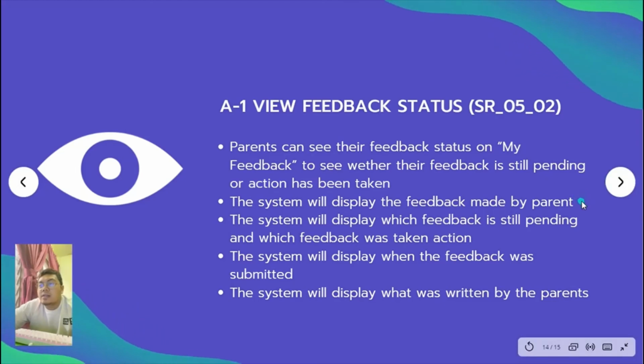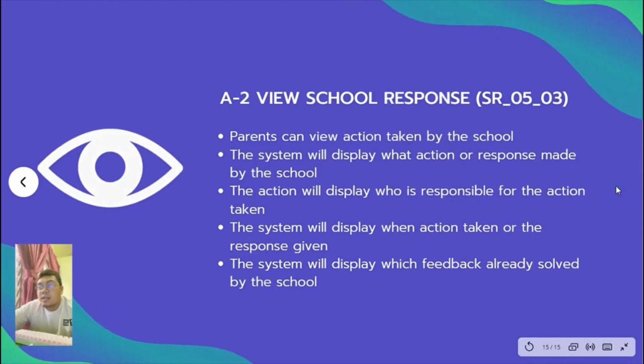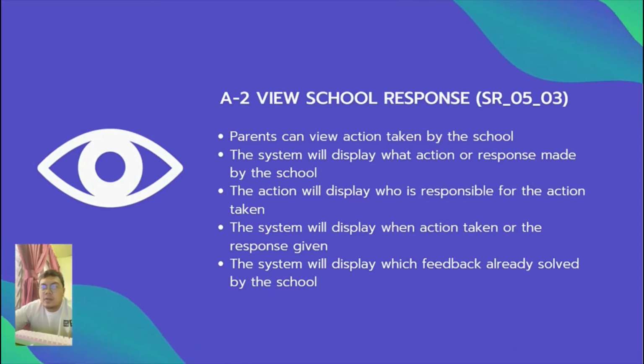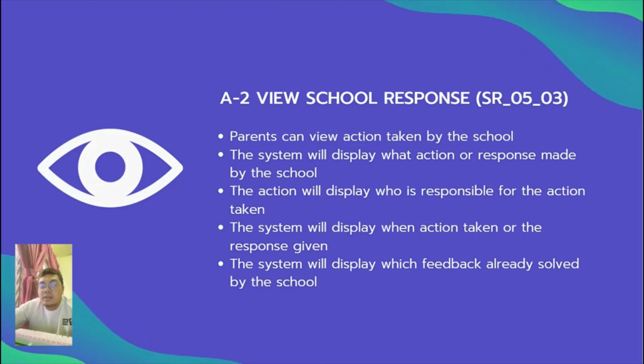The parent can see the action taken by the school. The system will display what action or response was made by the school. And then the action will display who is responsible for the action taken. And then the system will display when the action was taken or the response given. And then the system will display which feedback was already solved by the school. Okay, that's all for me.